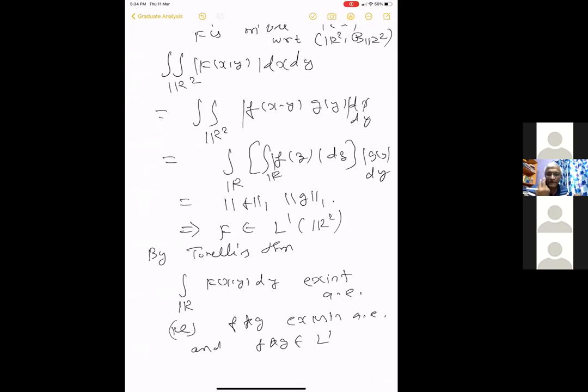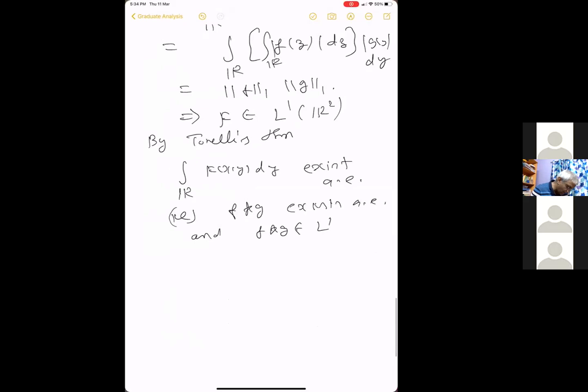If you have a two variable function, and you can integrate it, then you integrate with respect to one variable, and the integral, if you fix the other variable, exists for almost every value of the other variable. That's what Fubini's theorem says. So from Fubini's theorem, we get this.